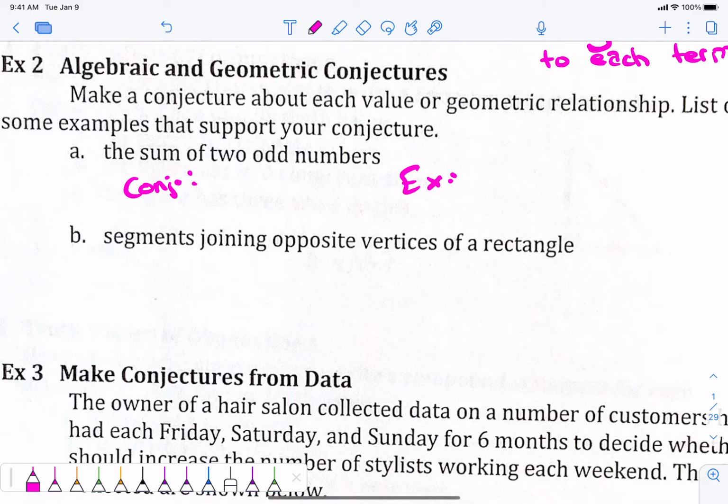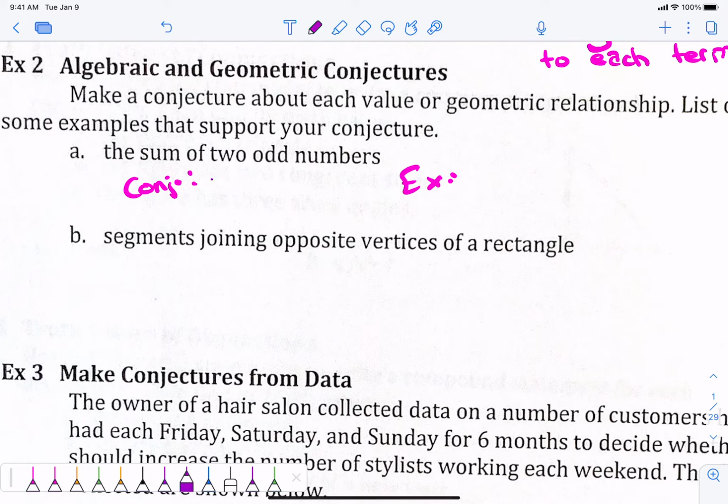Okay, so part A says the sum of two odd numbers. Layla came home Friday, and she said, hey, Mom, did you know that the sum of two odd numbers is always even, right? And I said, yeah, did you know the sum of two even numbers is also even, right? And she's like, what? I said, yeah, the only time you'll get an odd number is when you add an odd number and an even number together. And so I'm like, in first grade, she's already figuring that out.